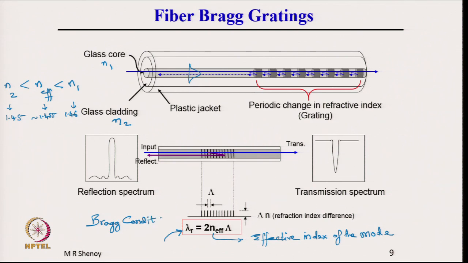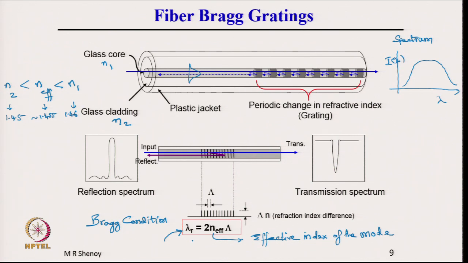A wavelength which satisfies the Bragg condition will be resonantly reflected back. As you can see, what is shown is a blue input here. The blue input is a broadband spectrum. Broadband spectrum means if you see the spectrum, I of lambda, intensity of lambda versus lambda. So, this is called the spectrum of the source.